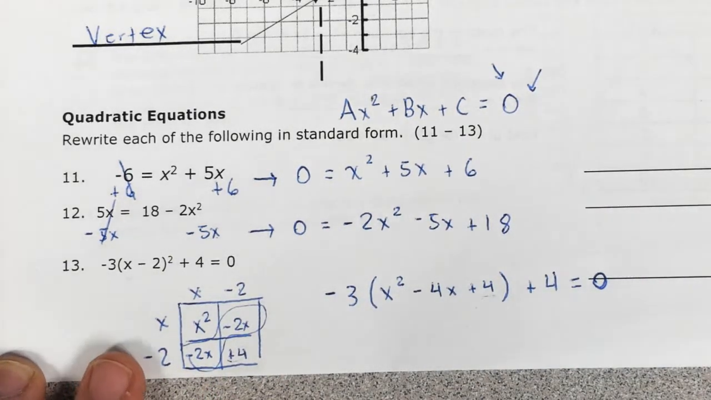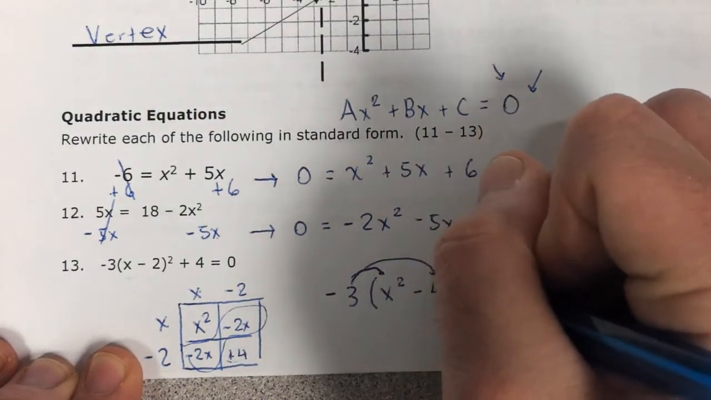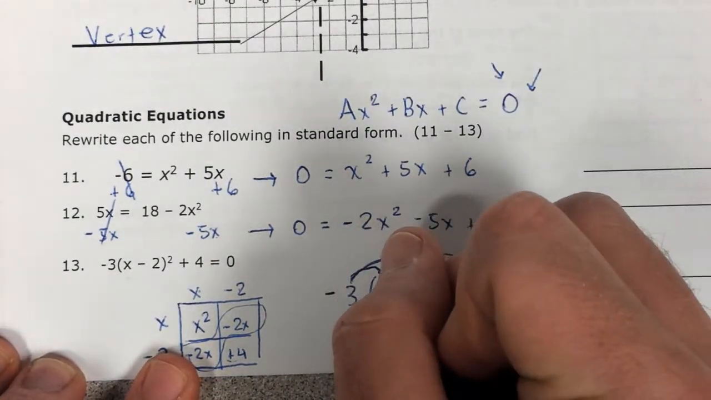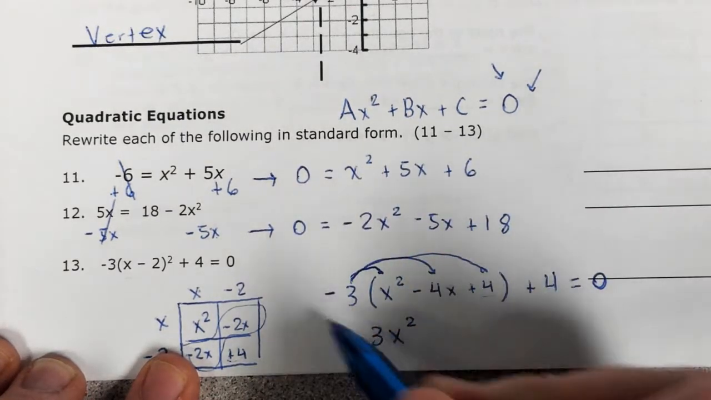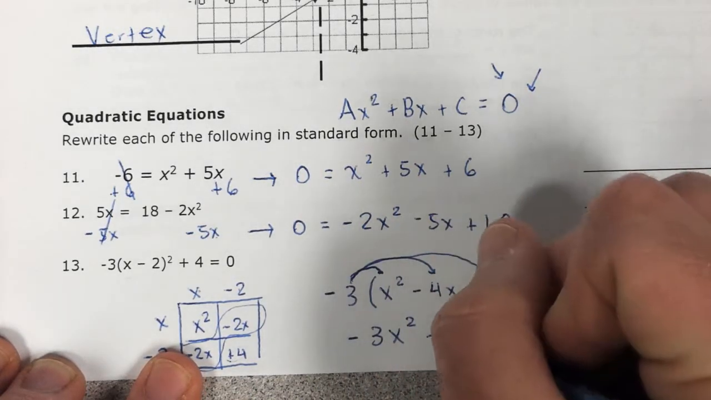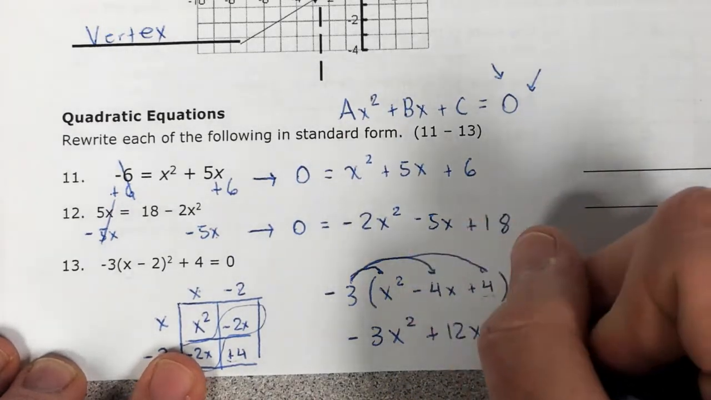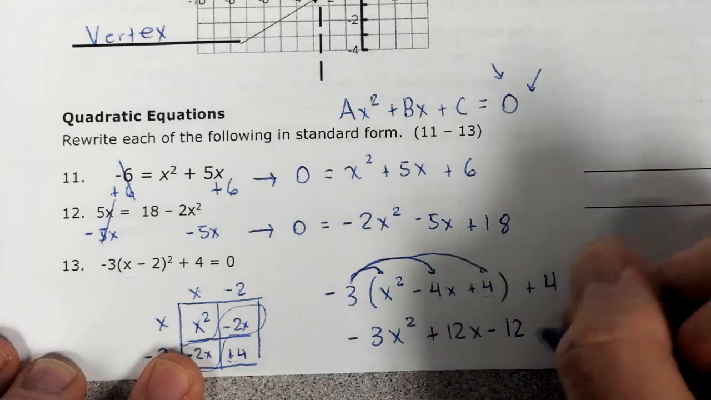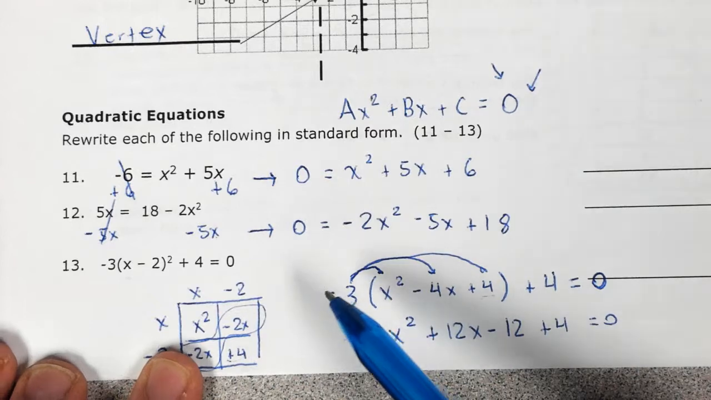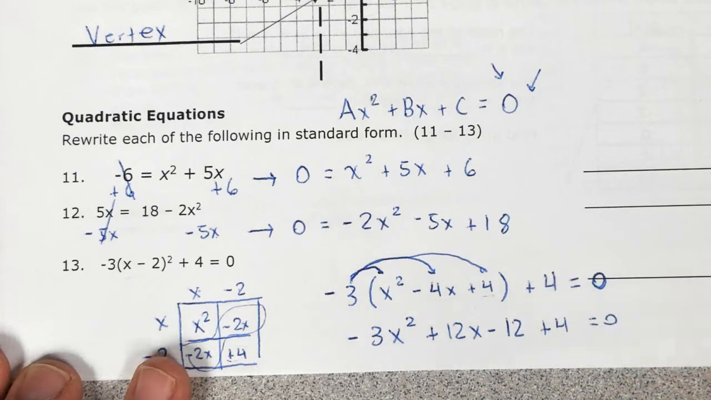All right, well, now I have this negative 3. I can distribute this negative 3 into my parentheses. Negative 3 times x squared, negative 3x squared. Negative 3 times negative 4x, I get positive 12x. And then I have negative 3 times positive 4, I get negative 12. Don't forget this plus 4 at the end still equals 0. You see how I only distribute this negative 3 to the parentheses? I do not distribute it to this 4 that's at the end.